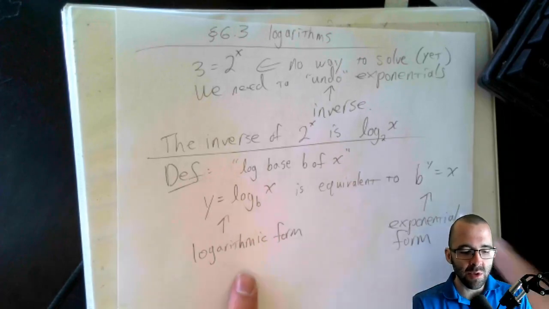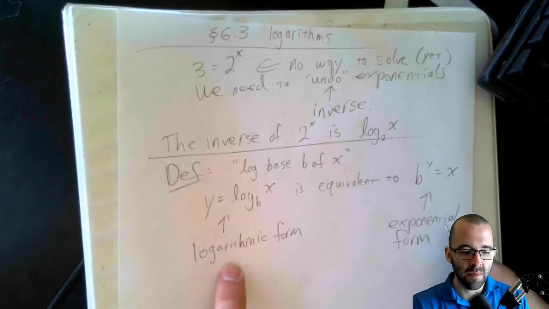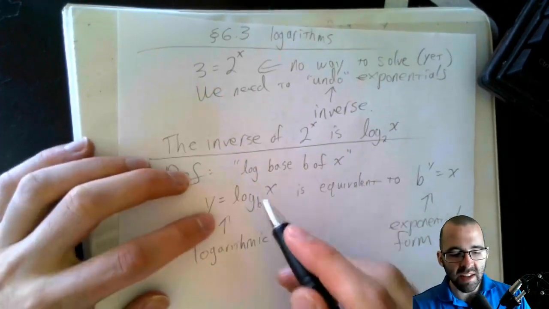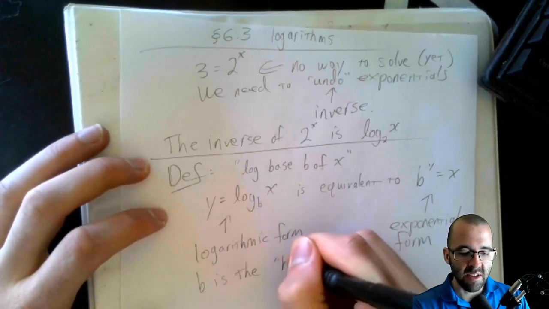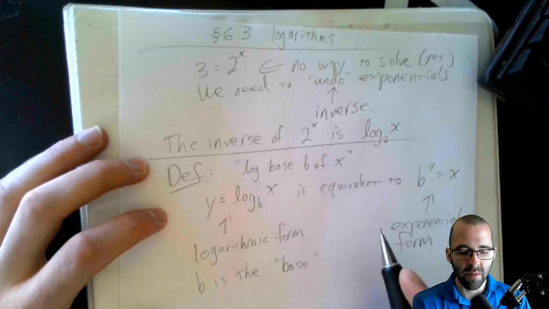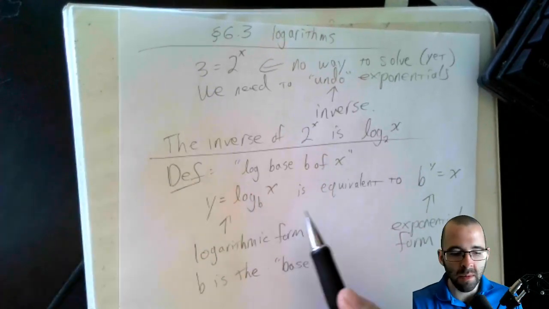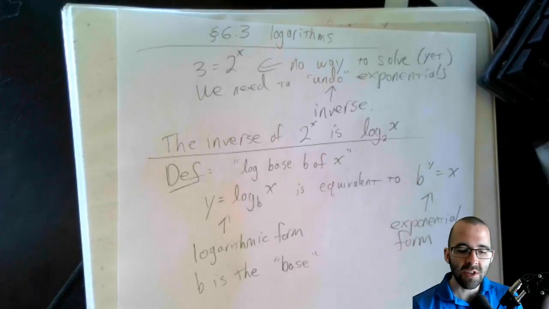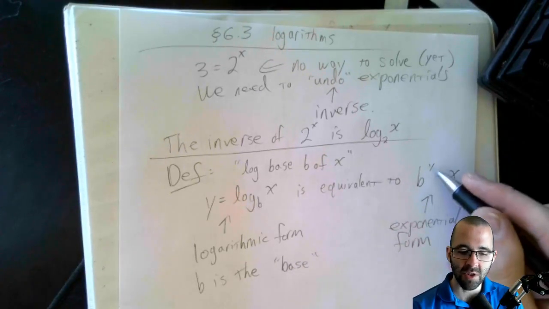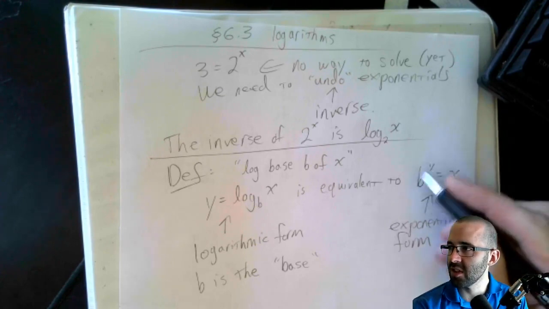So notice what's the difference between exponential and logarithmic form. So we say that b is the base of the logarithm. So notice the base, bottom, it's on the bottom of the logarithm, a subscript. It's also the base of the exponential. It's on the bottom of the exponential function.